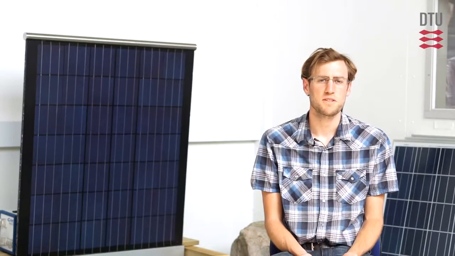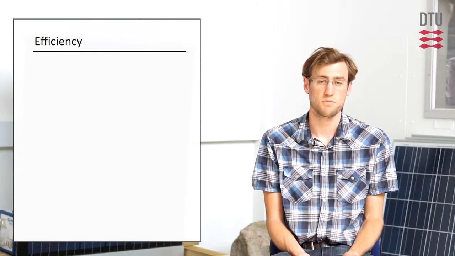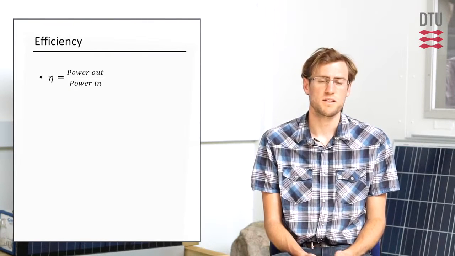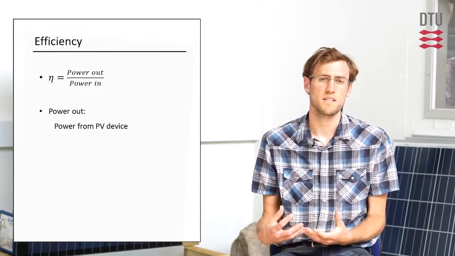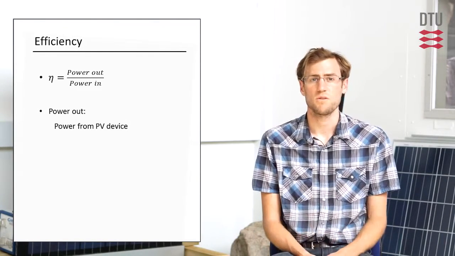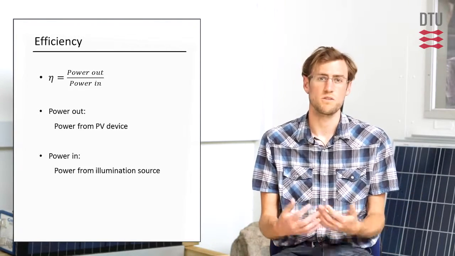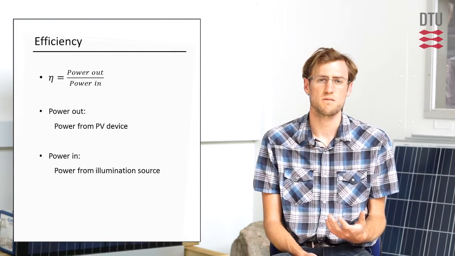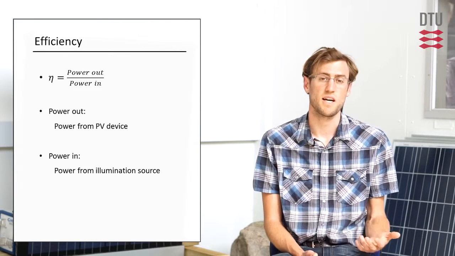Introducing the concept of efficiency is pretty simple. It comes down to an equation where it's power out over power in. So when we talk about that, the power out is the power out from the PV device divided by the power in, which is the power from either the sun or the illumination source. To get an accurate efficiency measurement requires that both those terms are characterized accurately.